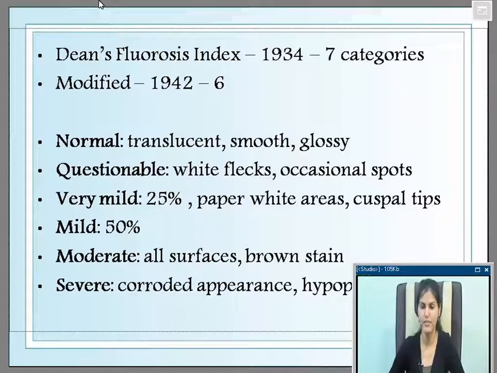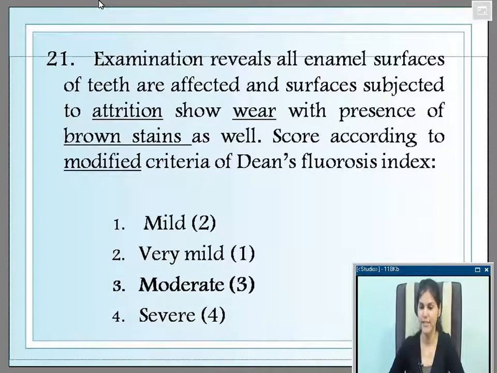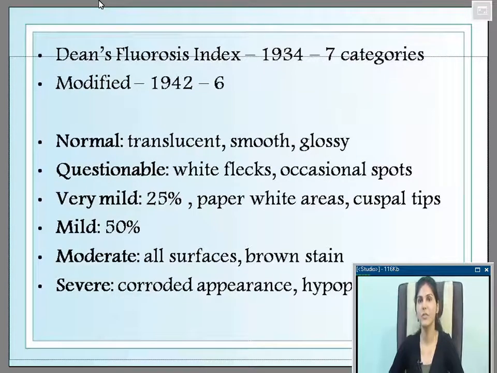Any doubts till now? Is this Dean's Fluorosis Index clear? Because it's one of the most important indices of fluorosis and most commonly used. Please don't forget these statistical weights as well as the words that are used to define all the criteria.